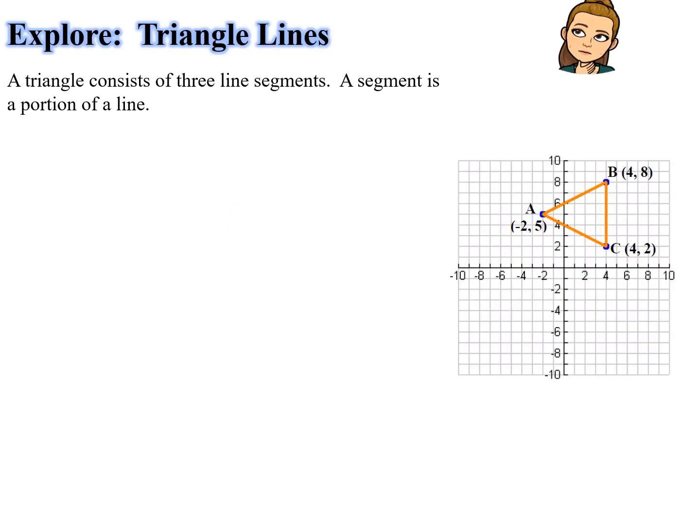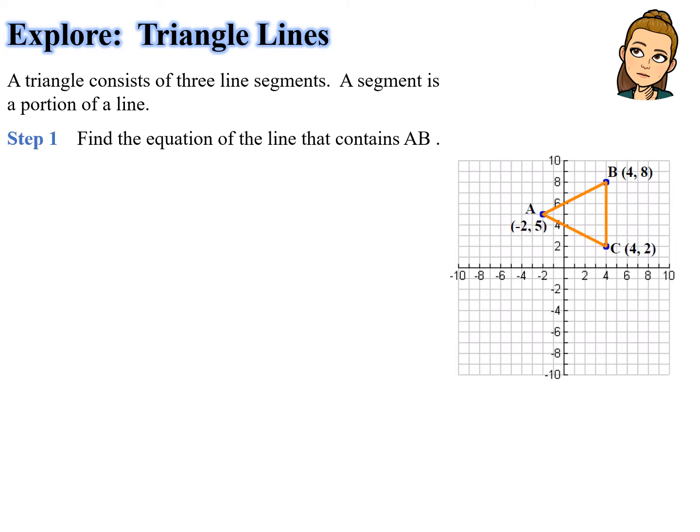Well, now what we're going to do is we're going to take a look at this idea of triangle lines. A triangle consists of 3 line segments. A segment is a portion of a line. So if you look at your worksheet now, we're working through that exploration activity on the front side. So what we want to do first is we want to find the equation of a line that contains AB. Now in this case here, again, I'm still searching for slope and intercept.